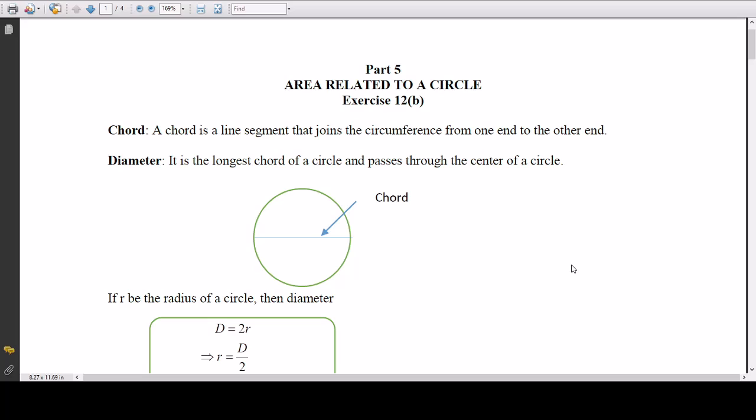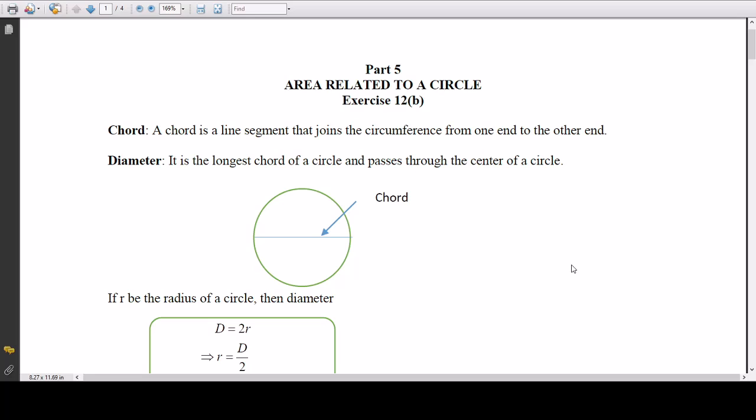Okay, first is a chord. What is a chord? A chord is a line segment that joins the circumference of a circle from one end to the other end. If you draw a circle and draw a line passing from one end of the circumference to the other, that will be called a chord of a circle.